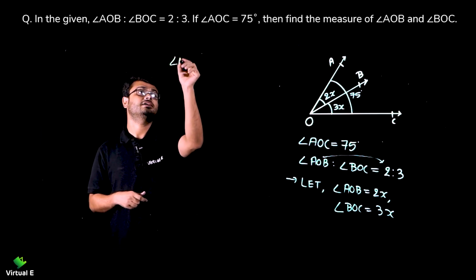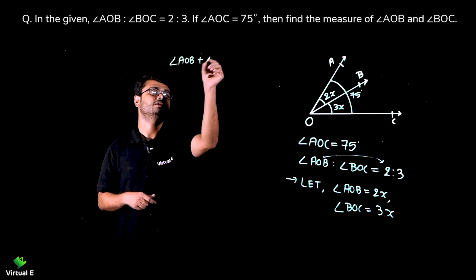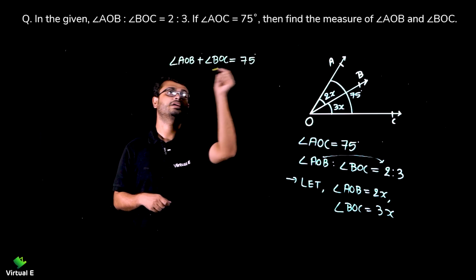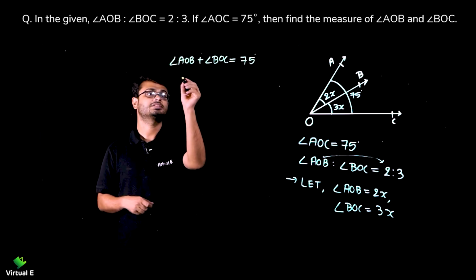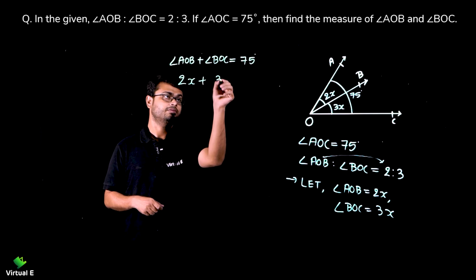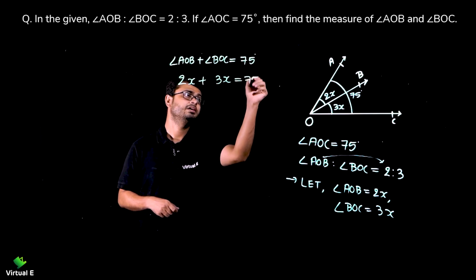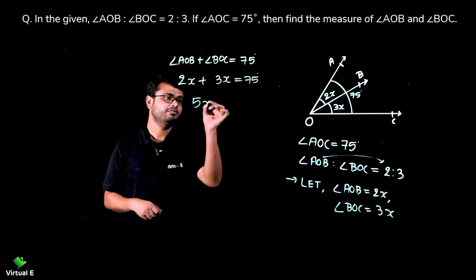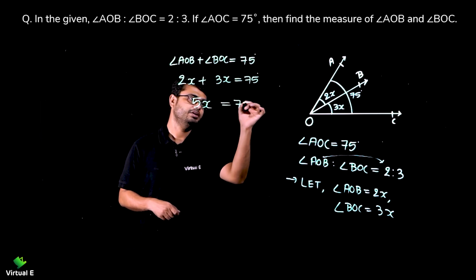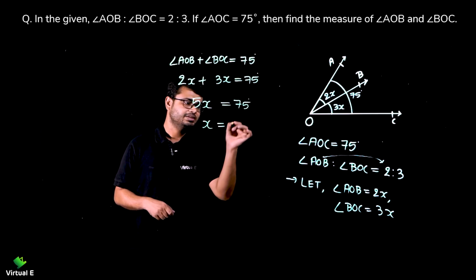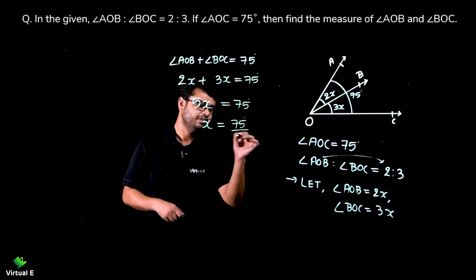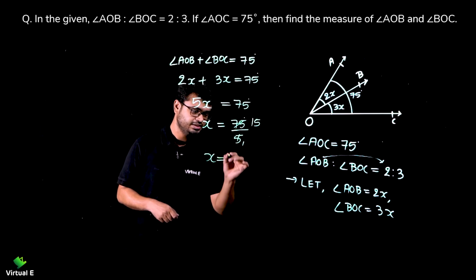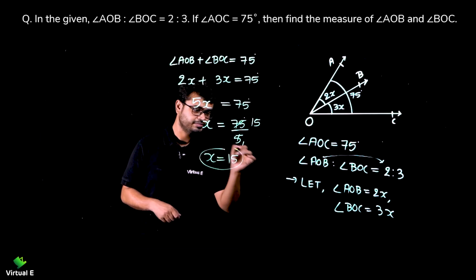So we can write angle AOB plus angle BOC is equal to 75 degrees. So AOB, that is 2x, plus 3x is equal to 75. You can solve and get the answer. That's very simple. So it is a linear equation in one variable, here 5x and here 75. So x is equal to 75 by 5, that's 5 1s are 5, 5 15s are 75. So x is equal to 15 degrees, right?